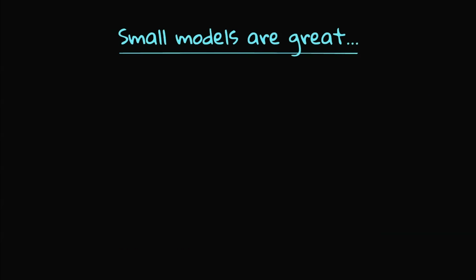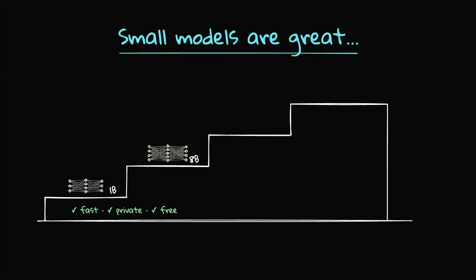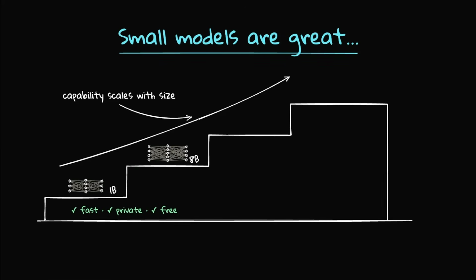Okay, so let's start with this problem. Small language models have gotten really good. You can run a 1 billion or an 8 billion model on basically anything now. They're fast, they are private, they're free, and for most of the tasks, they are genuinely all you need. But here is the uncomfortable truth. Capability still scales with size. The bigger models are simply better at reasoning, at coding, at tool usage.